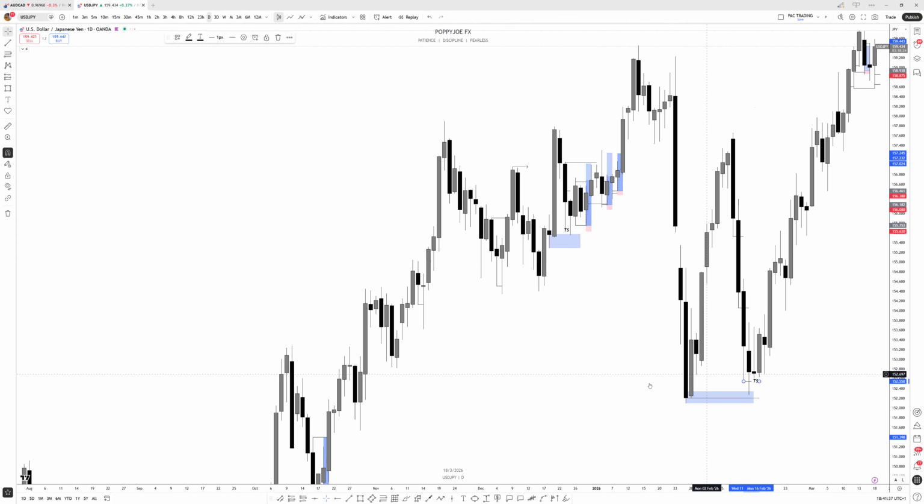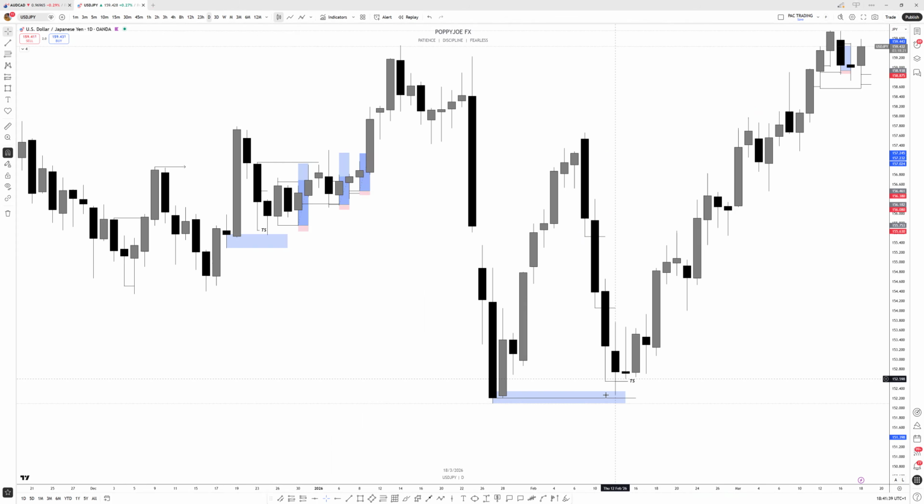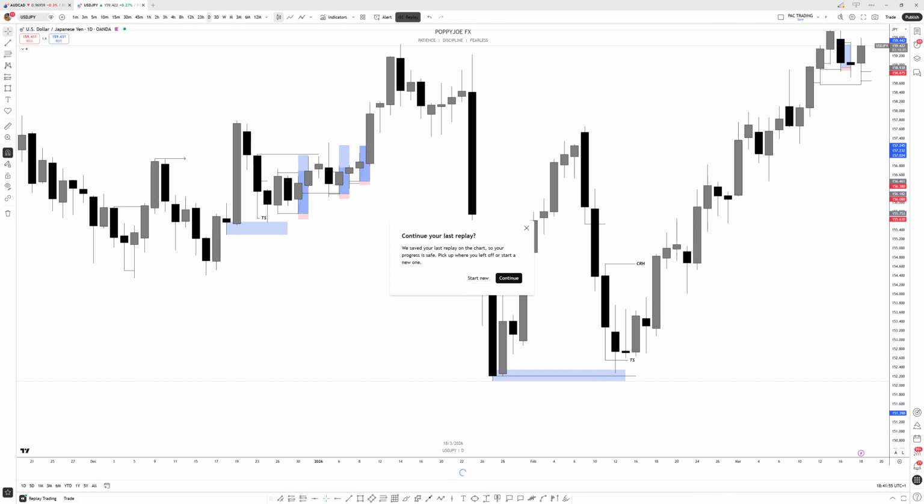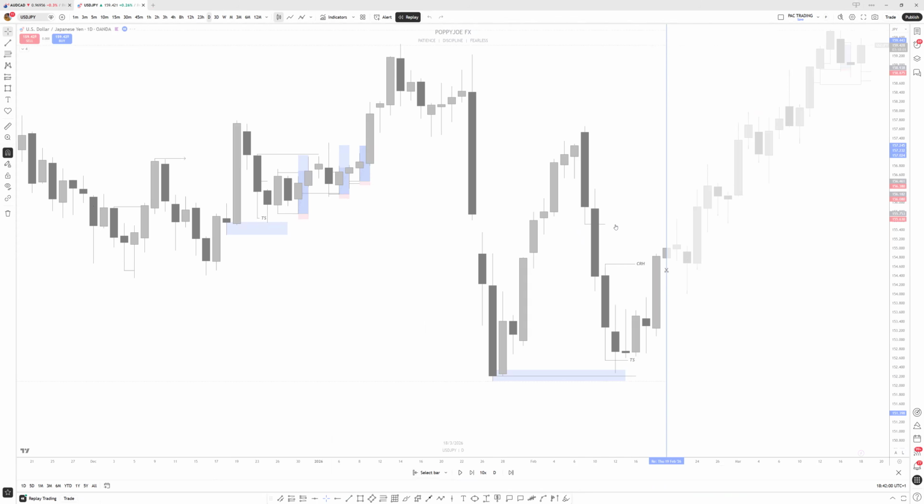So this is our turtle soup. Where's our candle range high? This is the candlestick, this candle here. This is the high of that candle. So I'm going to label it as the CRH, that's the candle range high, right? And that's our target. So on that target, how do we go? Let me do a replay and let's see what the market did in between till it got to that target.